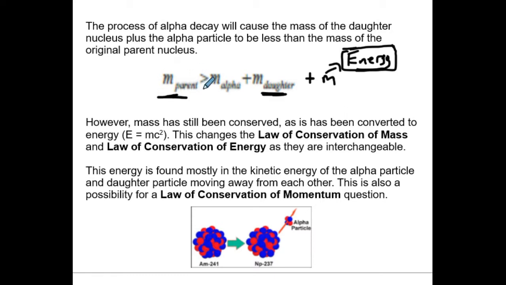And so the parent, when it was stuck together, had extra energy keeping the nucleus together, right? But there wasn't enough to keep it together. And so an alpha particle gets spit off, but in the process of spitting off an alpha particle, energy is released. This is where we're going, people.